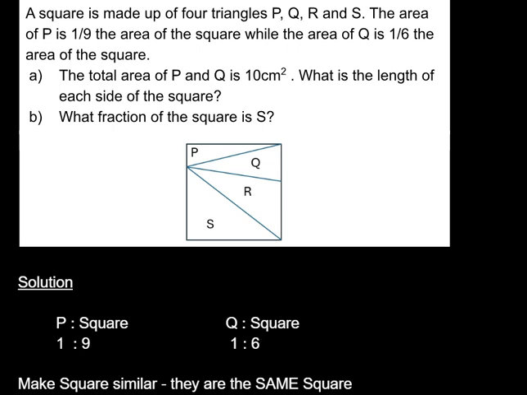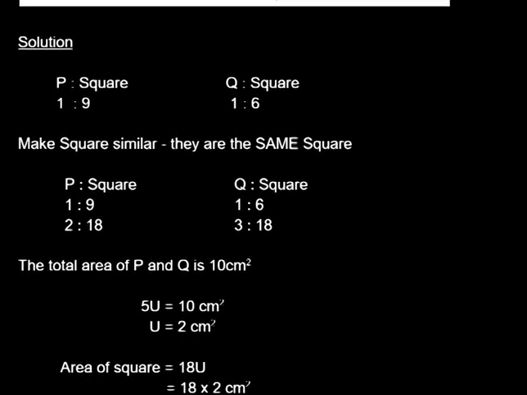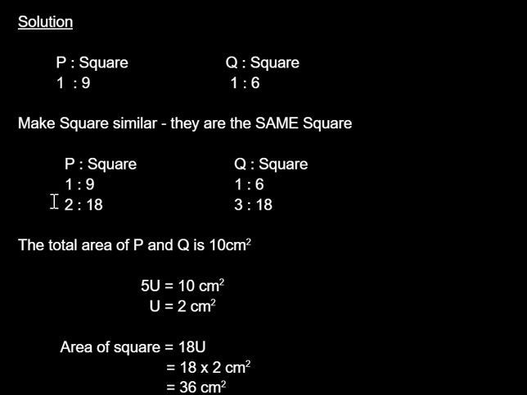So the LCM of 9 and 6 is 18. I'm going to multiply P by 2. So 1 times 2 is 2, 9 times 2 is 18. I'm going to multiply Q by 3. 1 times 3 is 3 and 6 times 3 is 18. Now the square is the same.